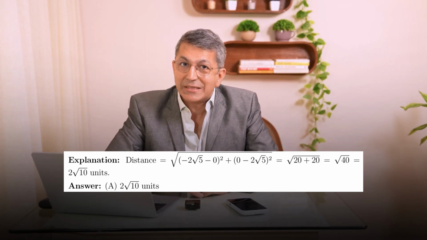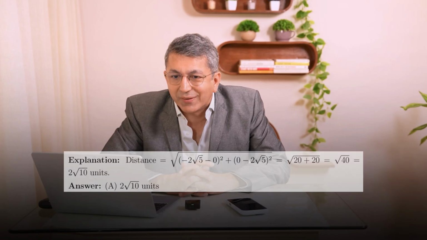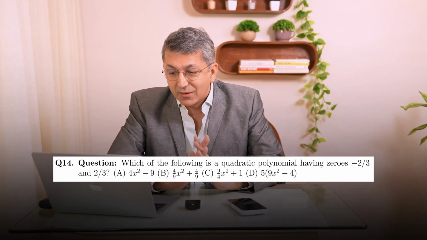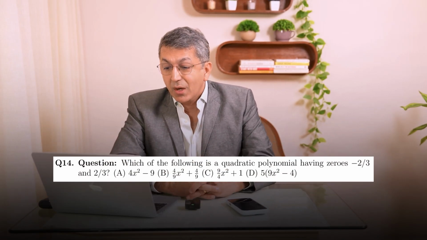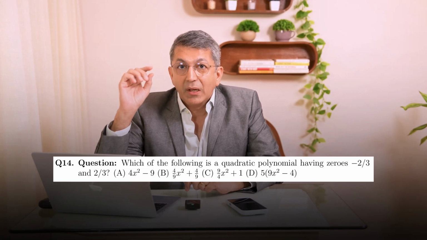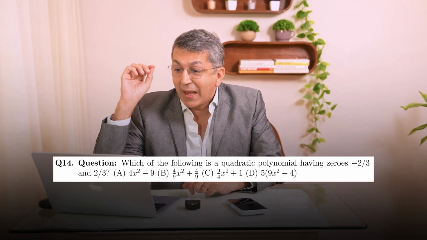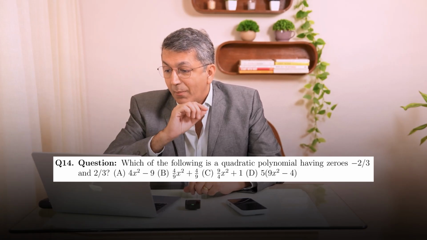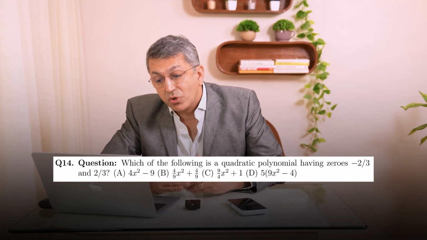So the answer is A, 2 square root of 10 units. Question 14. This is a tough one. Pay attention. Which of the following is a quadratic polynomial having zeros minus 2 by 3 and 2 by 3?